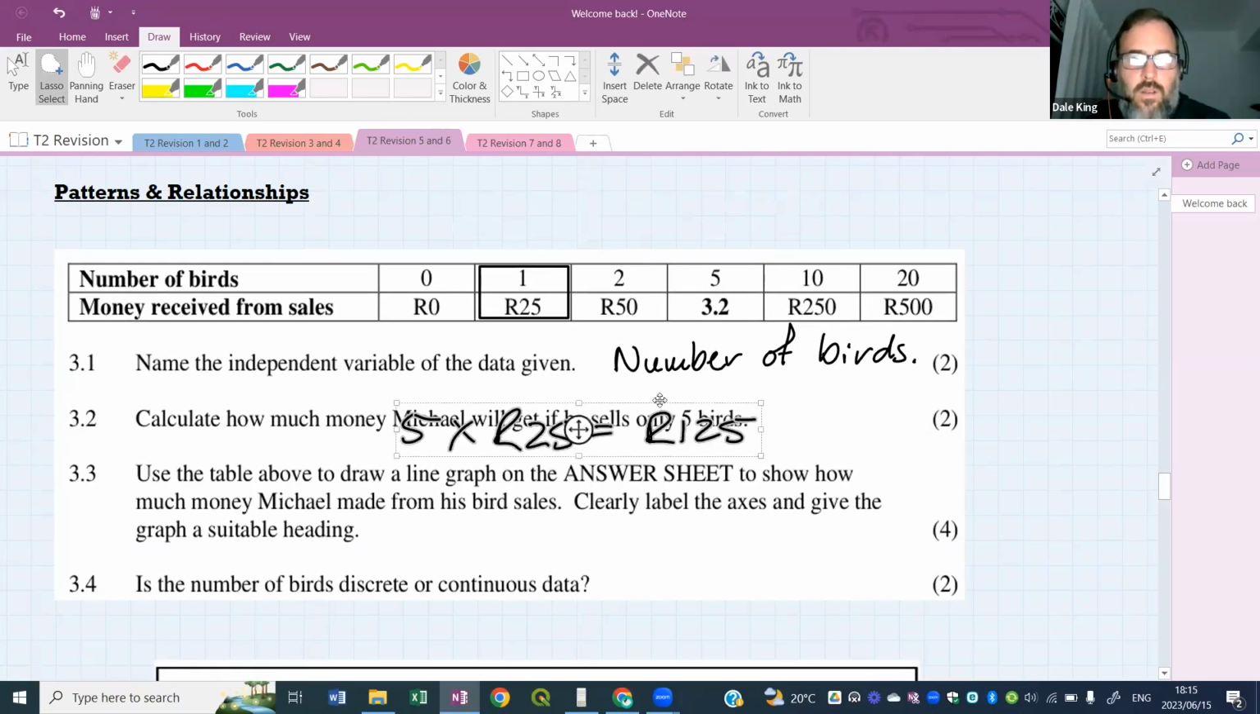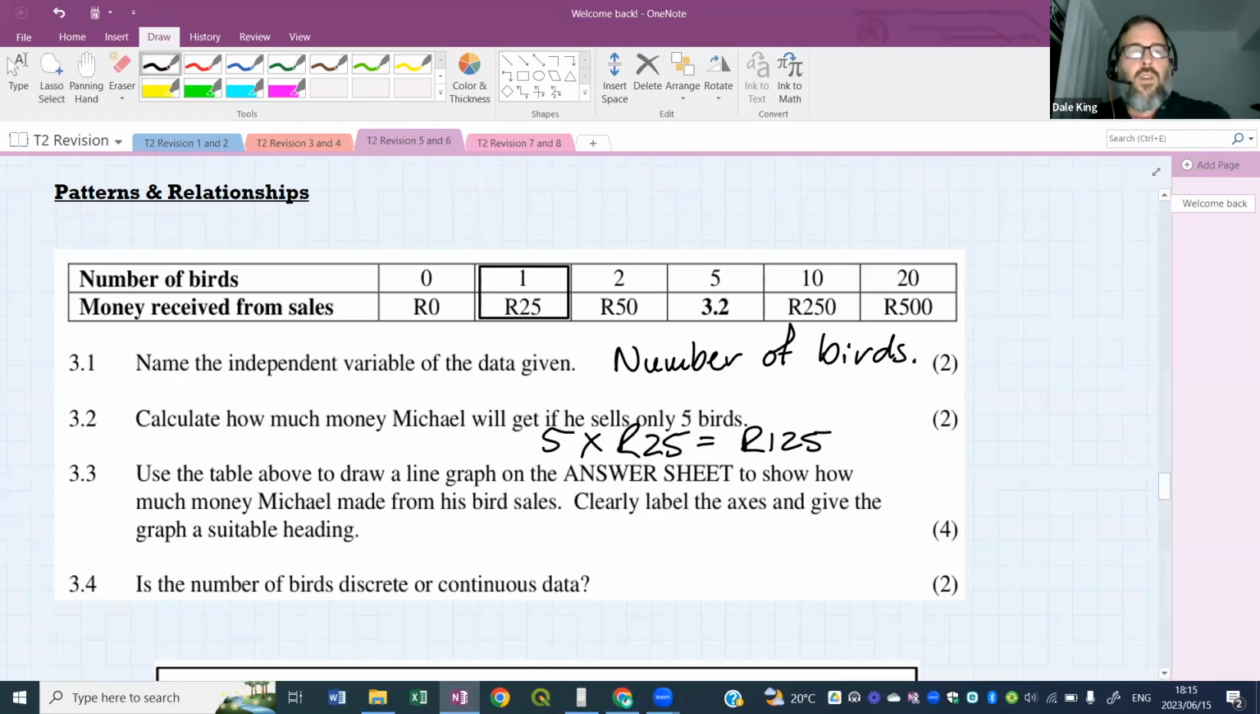All right. So that was question 3.2. I'm going to shrink it down a little bit, move it to the side. There we go. All right. 3.3. Use the table above to draw a line.